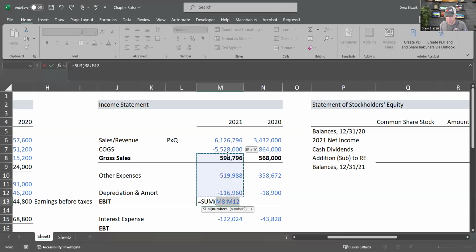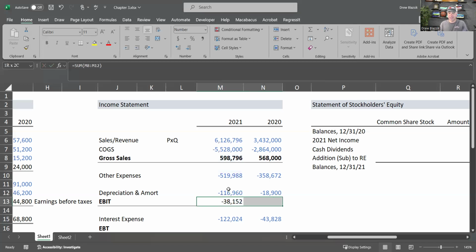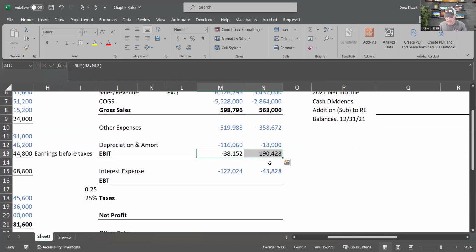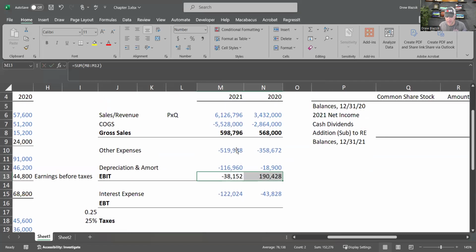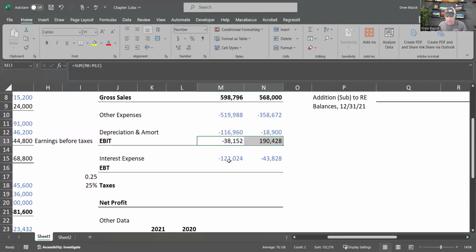Then I have a minus sign so I can add them all up. And that's going to give us our EBIT, which is negative in 2021. Sales went up, but other expenses and our depreciation skyrocketed. Control to the right. Look at that. Our EBIT in 2020 was much higher than our EBIT in 2021.